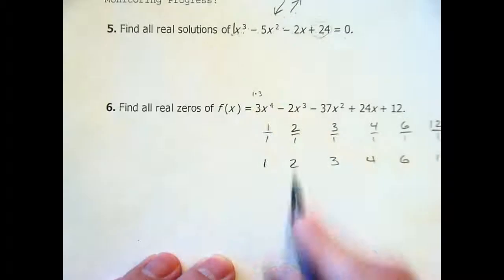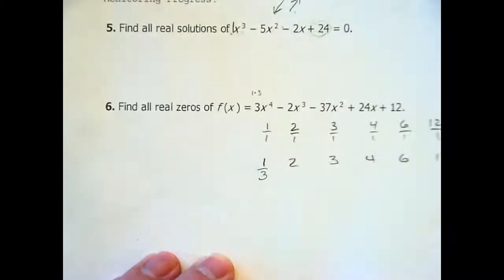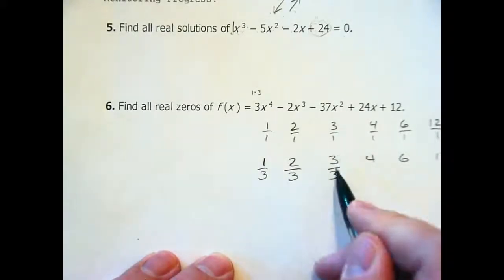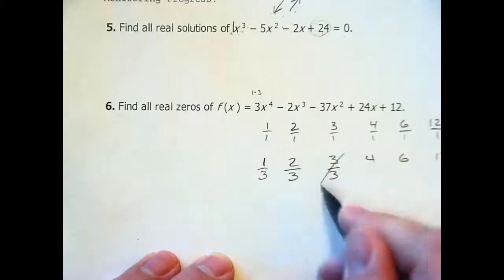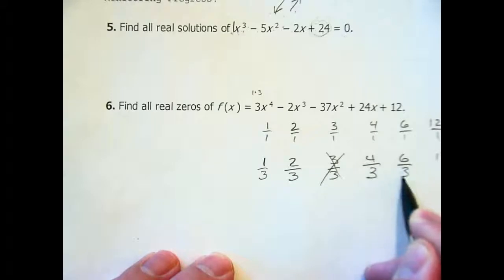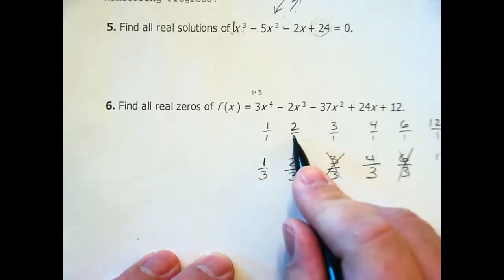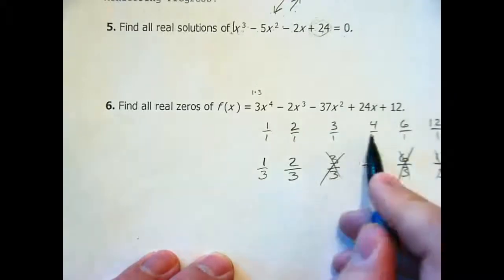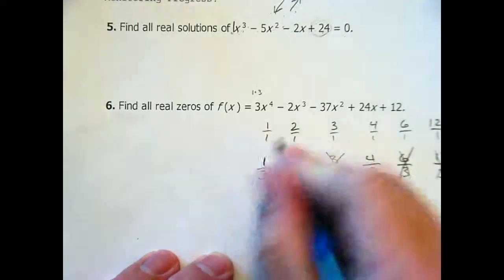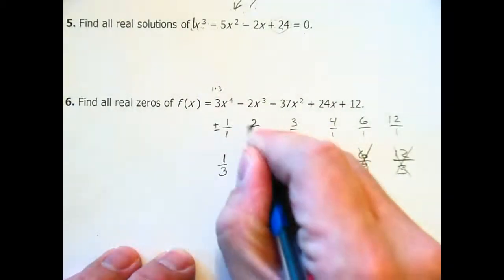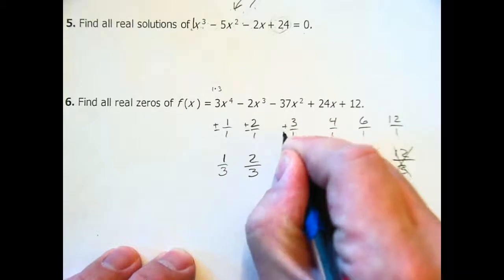and 3 now. That's 1/3. You don't want to have to test 1/3. That's 2/3. That's 3/3, which is the same as 1. So we have that one right there. We don't have to test that one twice. This is 4/3. 6/3 is the same as 2, so we don't have to test that one twice. And then 12/3, which is 4. And then you have to go plus minus in there.